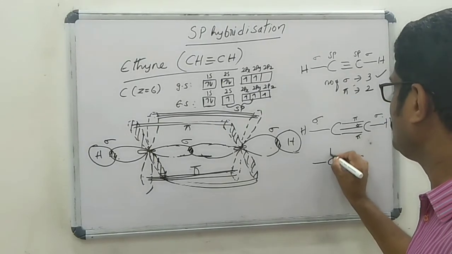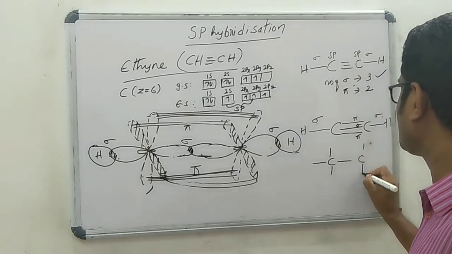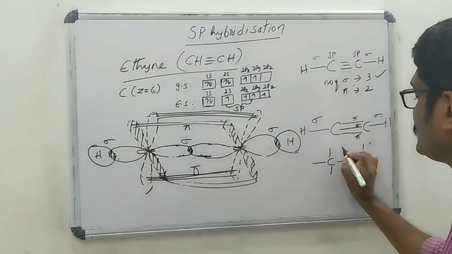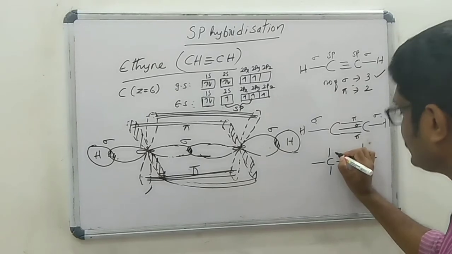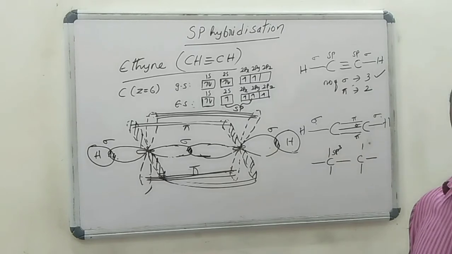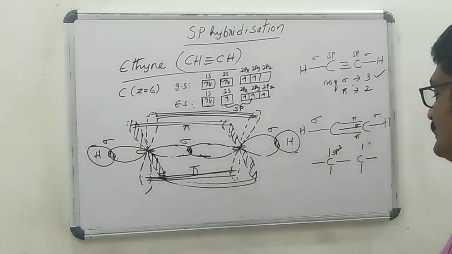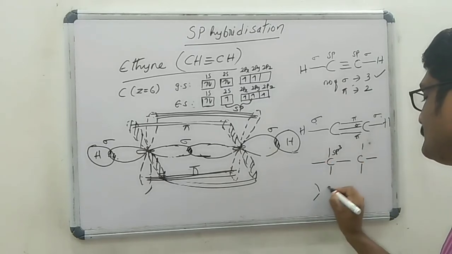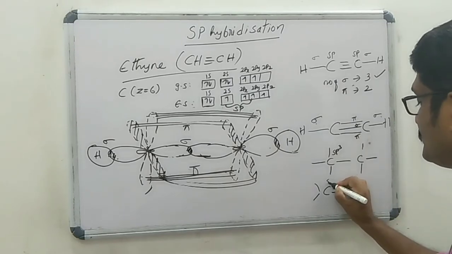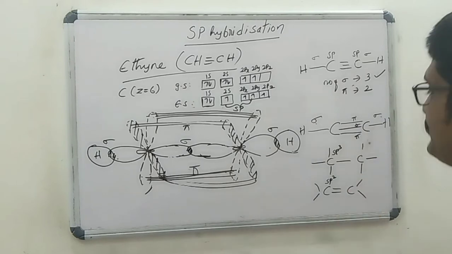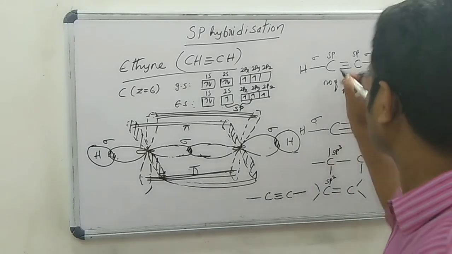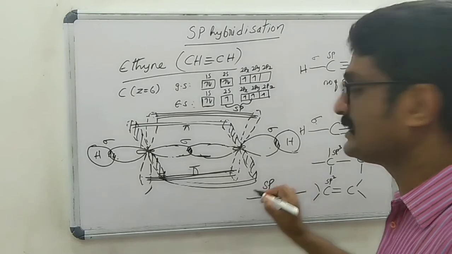If the bond between the two carbon atoms is a single bond, then the carbon atom is sp3 hybridized. The hybridization of single bonded carbon is sp3, the hybridization of double bonded carbon is sp2, and the hybridization of triple bonded carbon is sp.